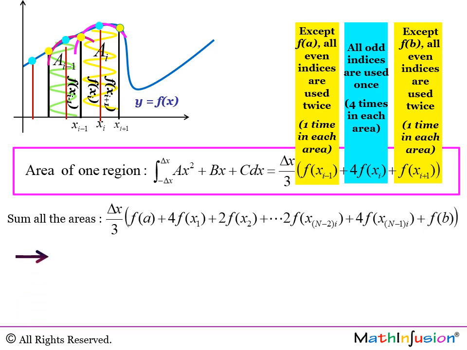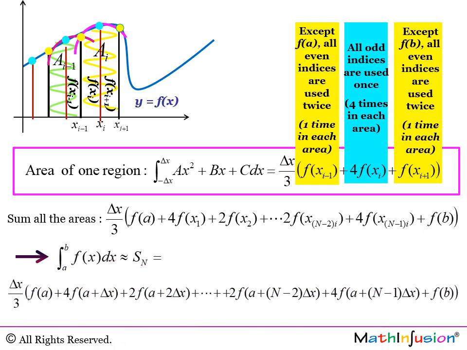F of a is appearing only 1 time, and then we have f of x1 4 times. It appears once, but times 4, and then 2 times, and then 4 times, 2 times, 4 times, 2 times, and the last one again, only 1 time. And again, we get exactly the same Simpson's rule.